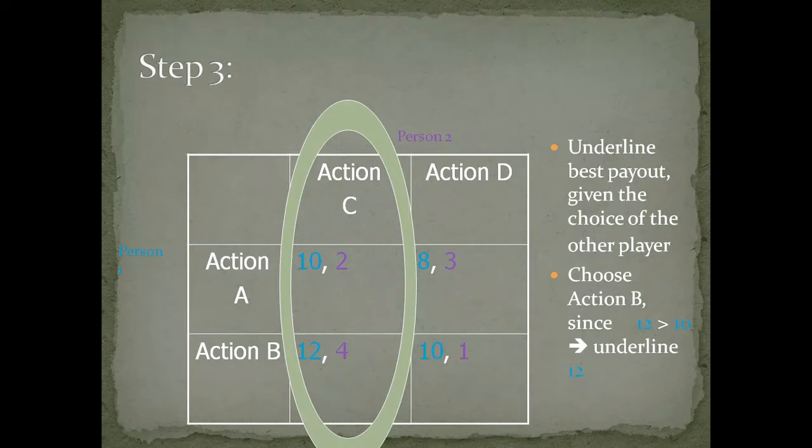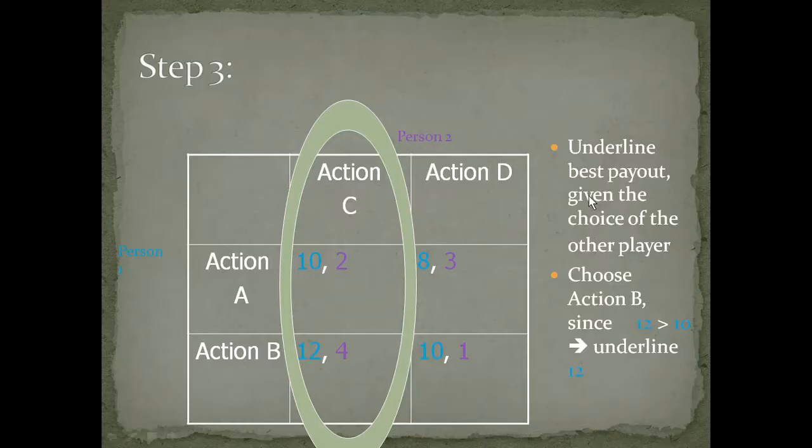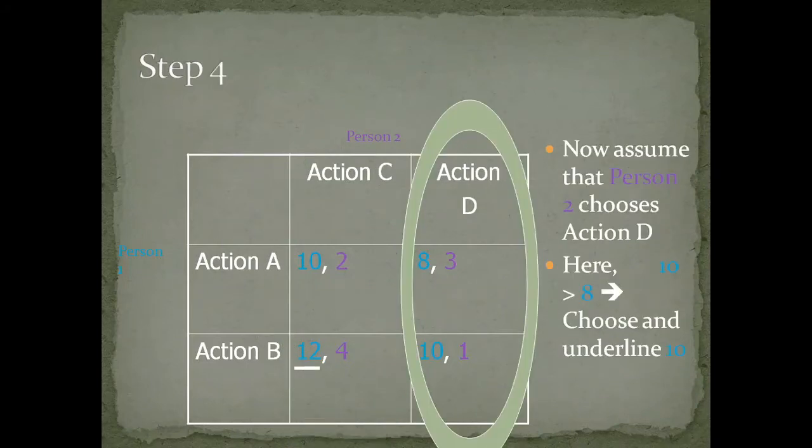Now you should underline the best payout given the choice of the other player. Given person 2 has chosen a particular strategy, you need to choose the best strategy available to you. Now choose action B, as we have mentioned, since the payoff from that is higher, 12 is greater than 10, so you can underline that. Now assume that person 2 chooses action D.